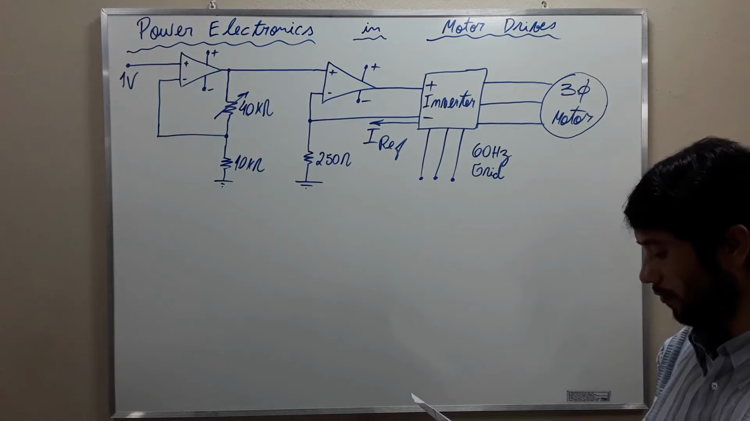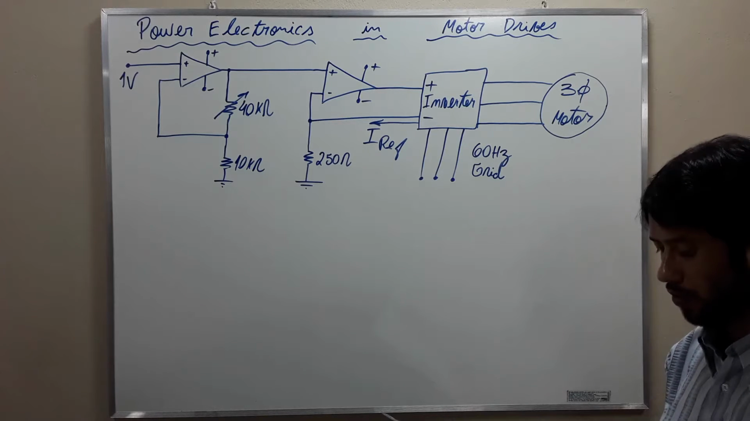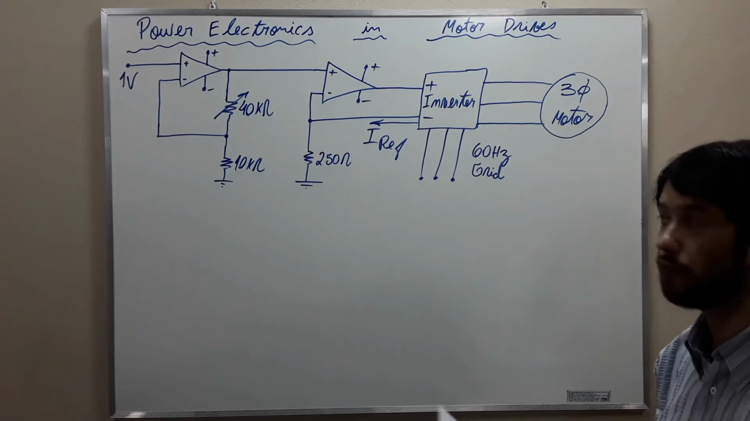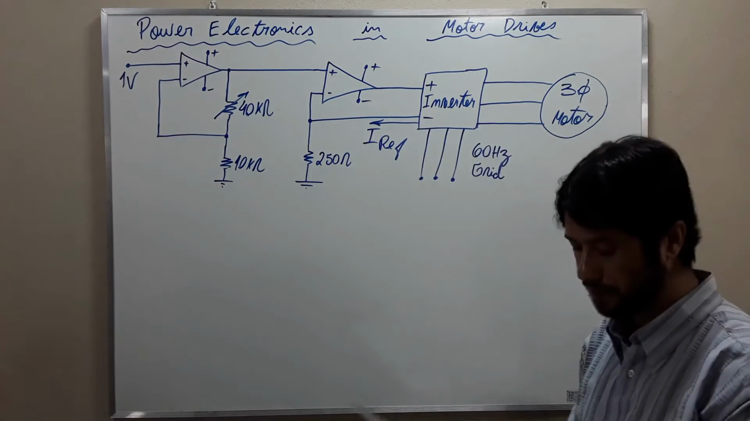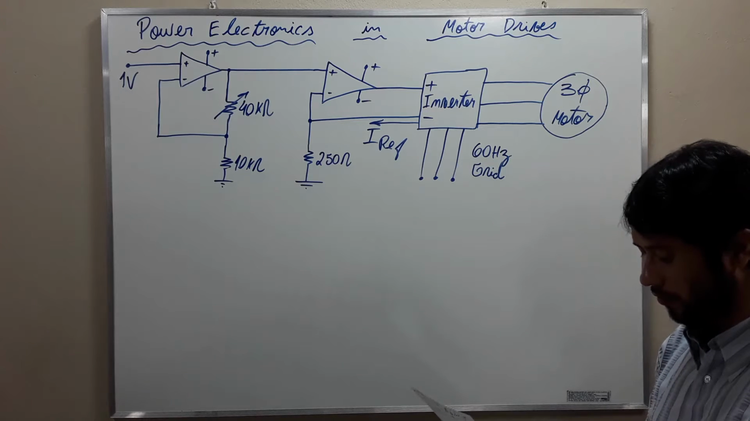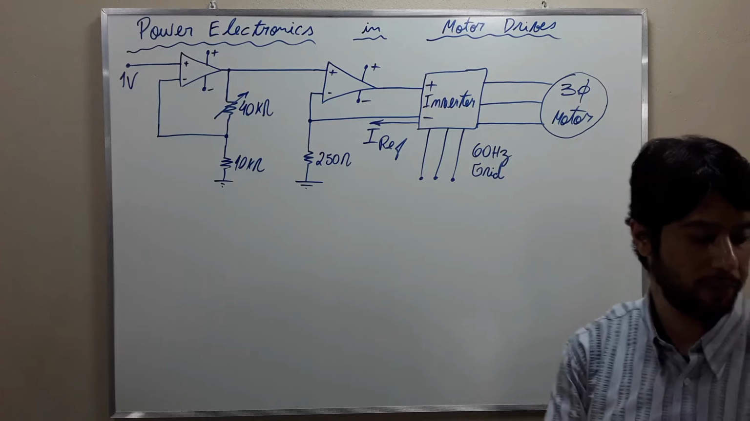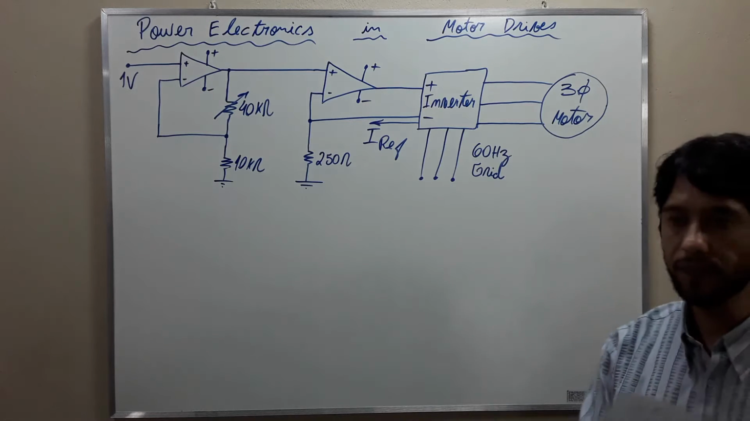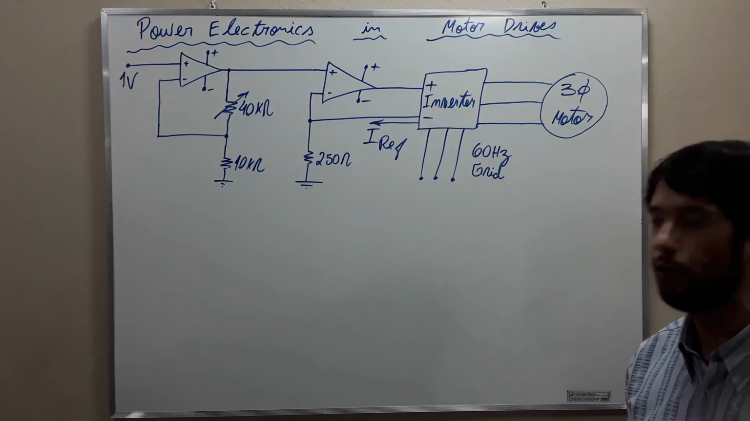The inverter amplifier input is connected to a constant voltage source of 1 volt here. Okay, now the question: calculate the resistance of the potentiometer that will drive the motor to 1000 RPM. Okay, this is the question, and this is exactly what we are going to do.